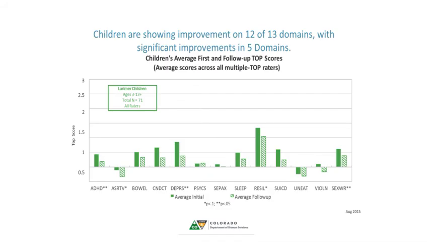This is some of our initial look at how things are looking for our kids at this point. So this is the child version. The dark green graph is the first iteration of the tool. The second one is the following iterations.